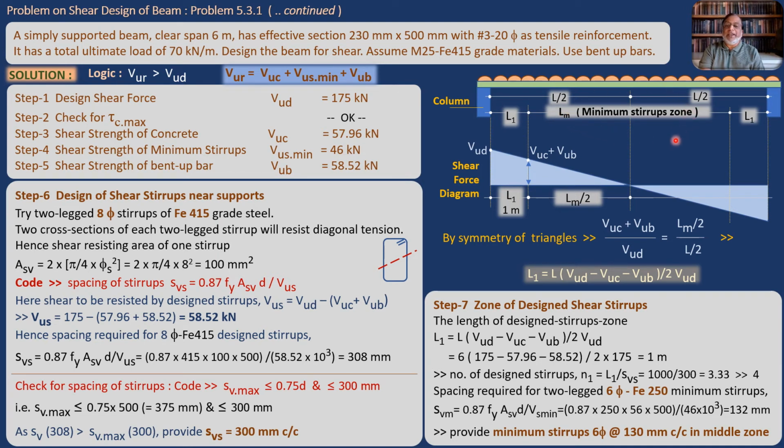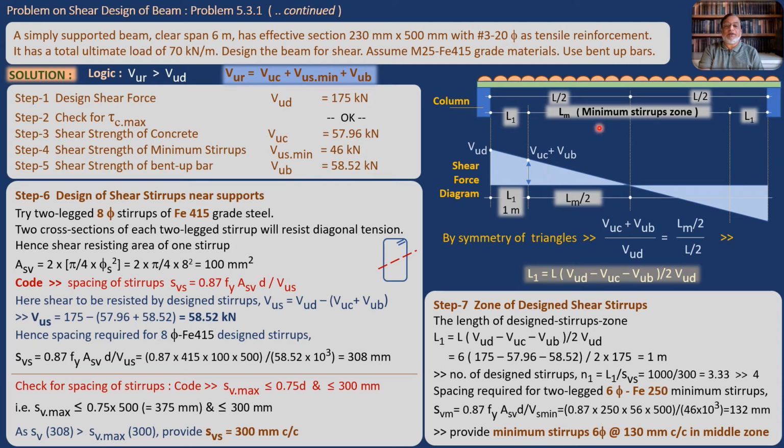Now you are saying minimum stirrups, but the question is, minimum stirrups means how many stirrups? For that you will have to calculate the spacing of minimum stirrups also, so that the site person can provide the stirrups at that distance. So we will now proceed to the calculation of the spacing of minimum stirrups. We calculated the spacing of the designed stirrups like this. Using the same formula, we will calculate the spacing of minimum stirrups.